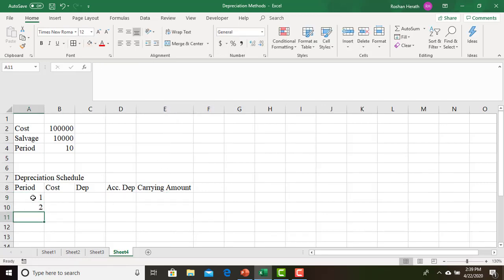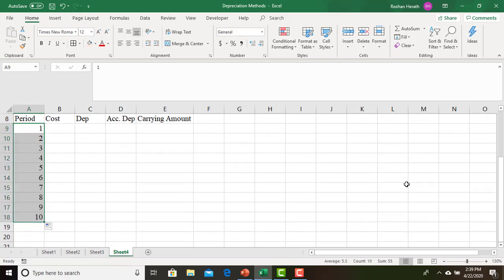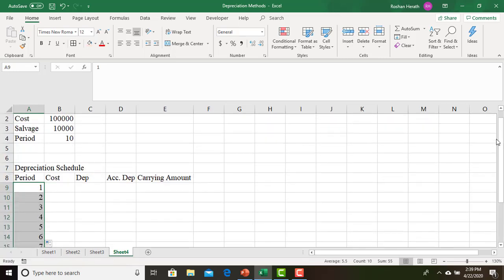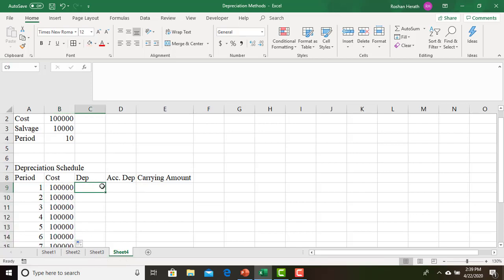Split it from 1 to 10. So the cost is there, it is 100,000. It does not change from period to period, so you can make it constant and simply drag it down. So now come to the depreciation.